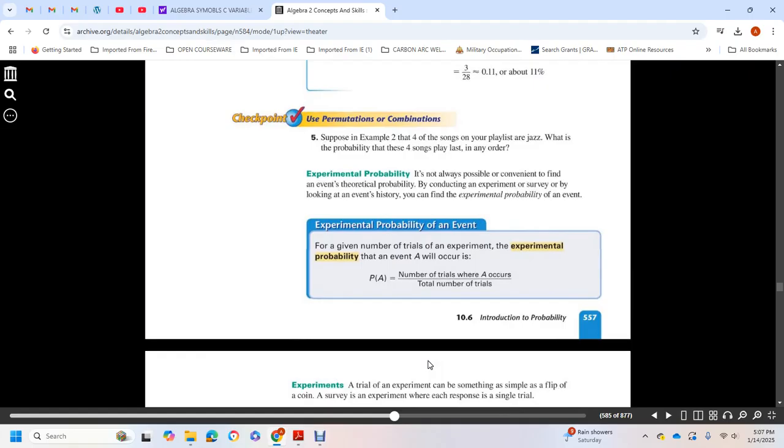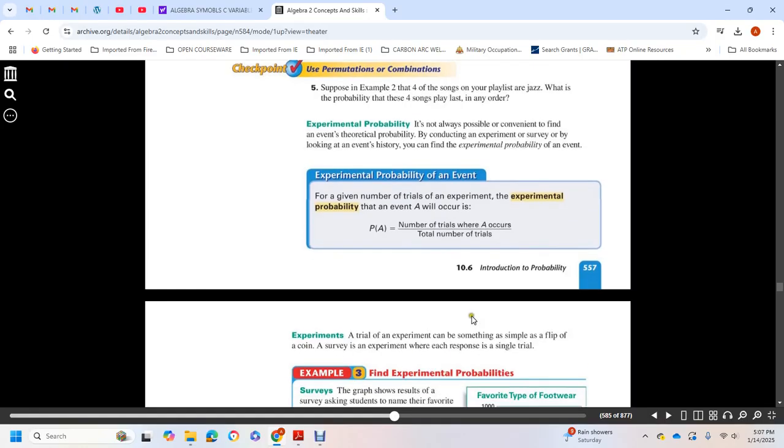Experimental probability is not always possible, and it is not always convenient to find an event's theoretical probability. Instead, you can conduct an experiment or survey. By looking at event history, you can find the experimental probability of an event. Given a number of trials, the experimental probability that event A will occur is: probability of A equals the number of trials where A occurs divided by the total number of trials.